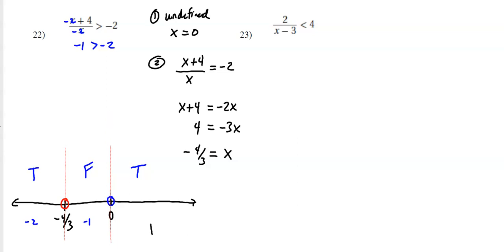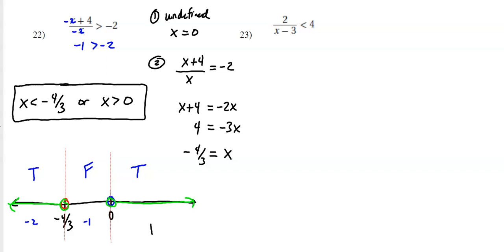So I think now I can go ahead and state my answer, because this is everything that works. All of this stuff works. So that part is x is greater than 0. All right? But then all of this stuff works. And all of that stuff is x is smaller than -4/3. So it's either the one region or the other region. There's two regions there. So it's an OR problem. So either one of those should satisfy.